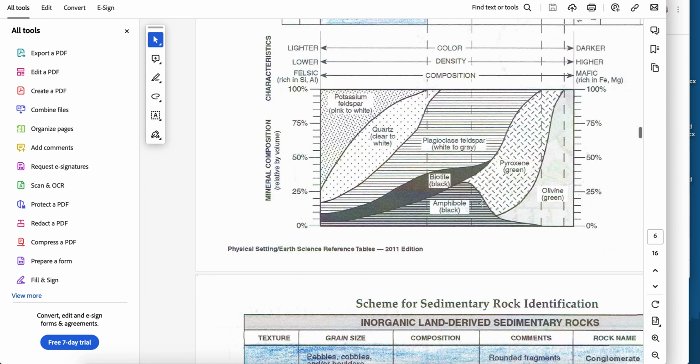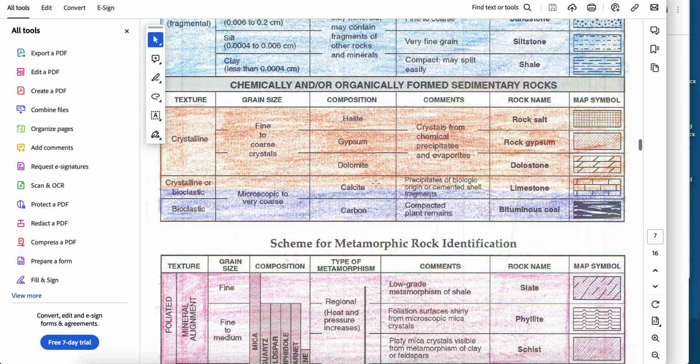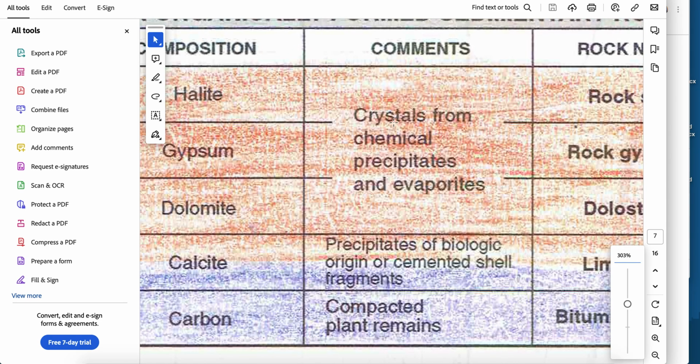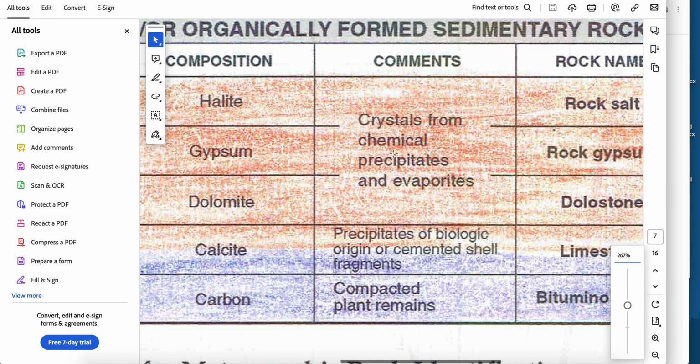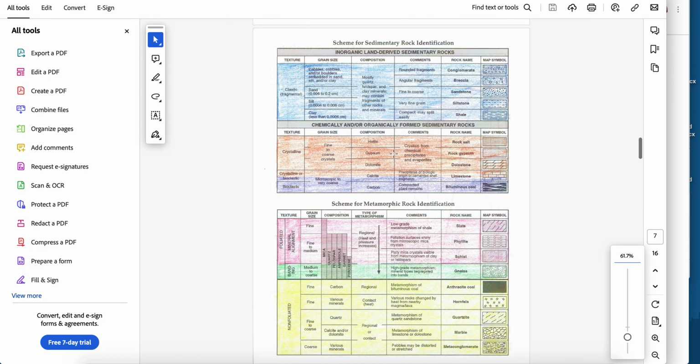All right, your precipitates are here, under the crystalline rocks, and limestone can also be crystalline. So we have 4 rocks: rock salt, rock gypsum, dolostone, limestone. These 4 rocks are formed from crystals from chemical precipitates and evaporites. When the fresh water evaporates out of this saturated solution of salts, your salts precipitate out of solution and fall at the base of your container or the base of the basin.